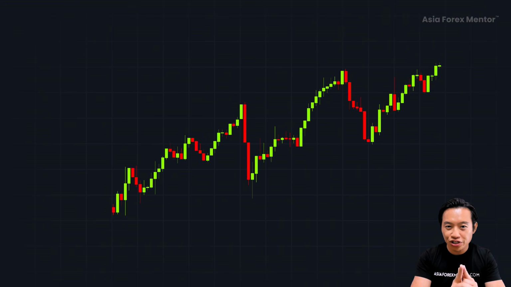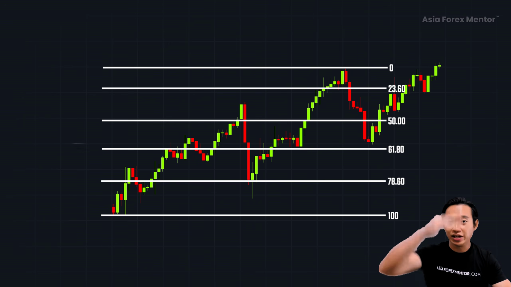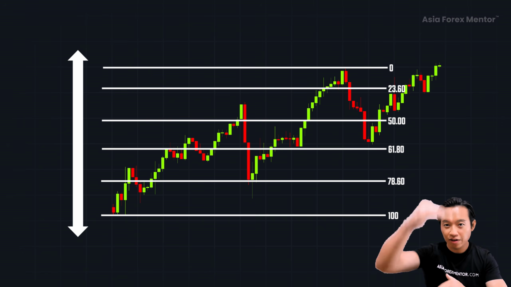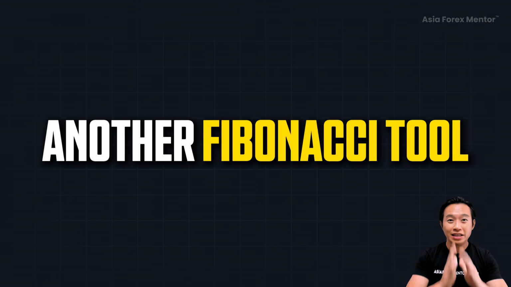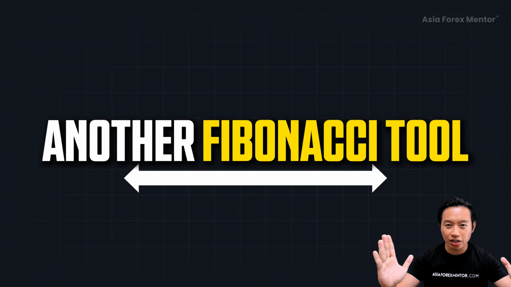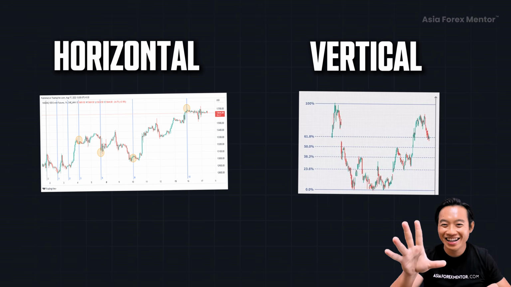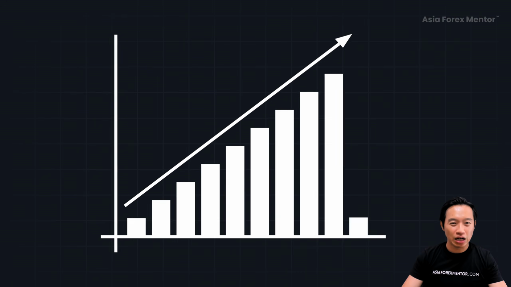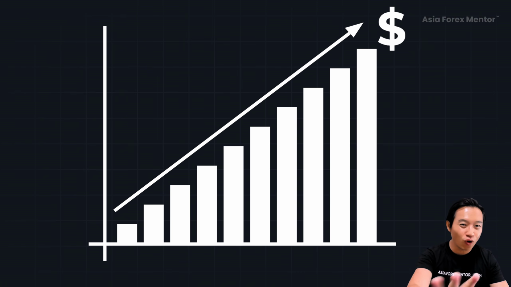So instead of just adding the Fibonacci retracement level, which is vertical, right? Because it's from high to the lows or the lows to high, which is the vertical Fibonacci levels. I'm going to add now another Fibonacci tool that is horizontal. And when the horizontal meets the vertical, I tell you, this is going to increase your probability by a whole lot. All right. And this is where technique number 4 comes in.